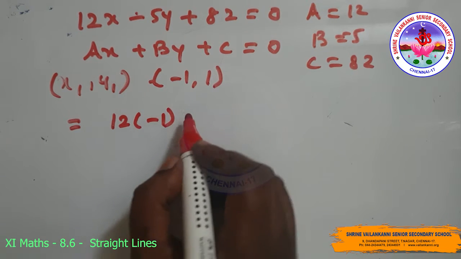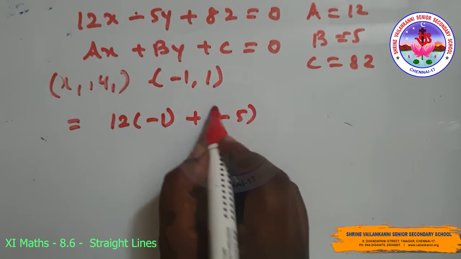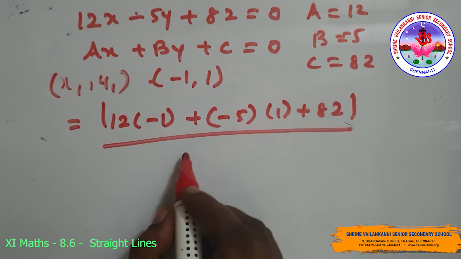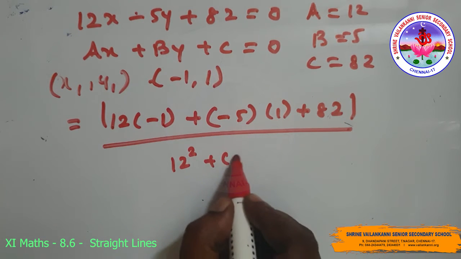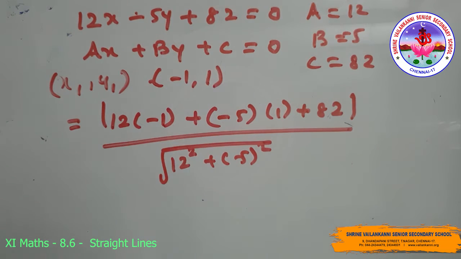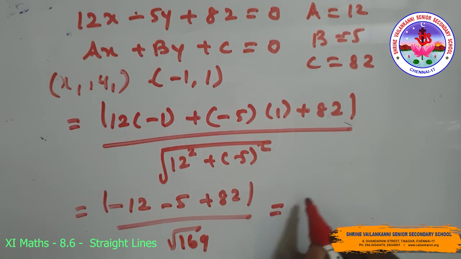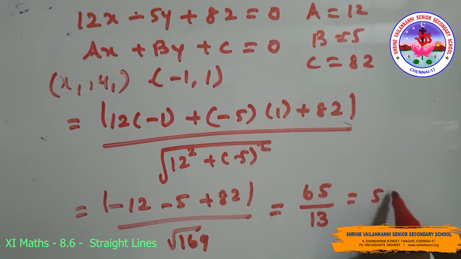|12 into -1 + (-5) into 1 + 82| by root of a square plus b square, that is 12 square + (-5) whole square, which is equal to modulus of -12 - 5 + 82 by 144 + 25, which is root 169, which is equal to 65 by 13, which is equal to 5 units. So distance d equals 5 units.